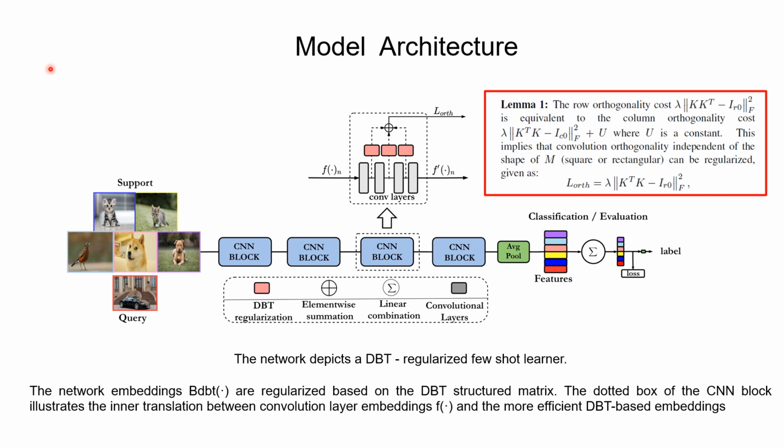Our model architecture basically contains embeddings that are regularized based on the DBT structure matrix. The dotted box here of the CNN block illustrates the inner translation between the convolutional layer embeddings and the more efficient DBT-based embeddings. And within the layers, we regularize these layers to improve the overall performance of the few-shot classifier. Here we show the lemma that shows the row orthogonality and the equivalence to the column orthogonality, which we use to establish L-orth as the loss for our orthogonal regularized few-shot model.